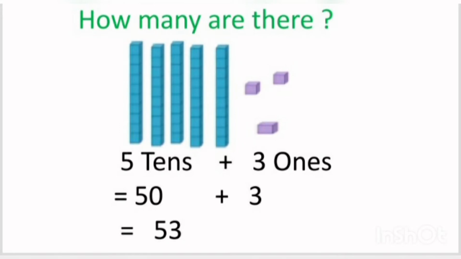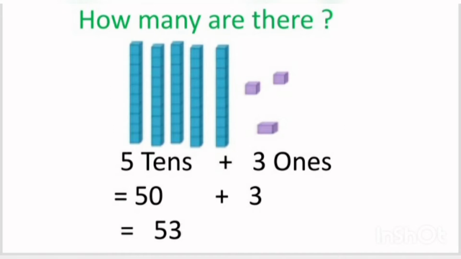Now, my dear friends, let's count this. Oh, it's a combination of tens and ones. Let's count how many stacks of tens are given. You can see 5 stacks of 10 cubes are given. You know that one stack is equal to 10. It means 5 stacks of tens are given. It means it is equal to 50, right?